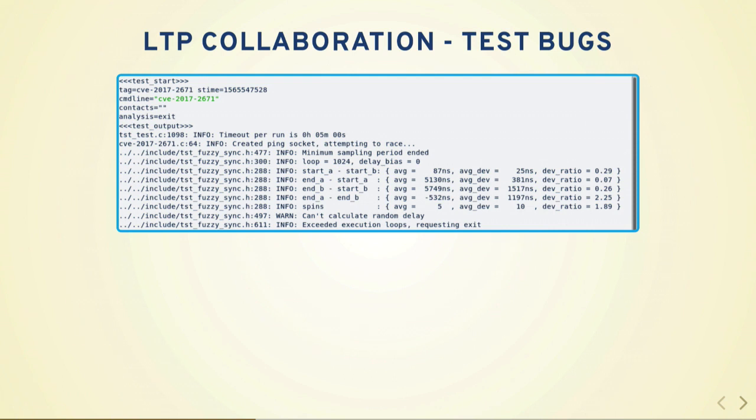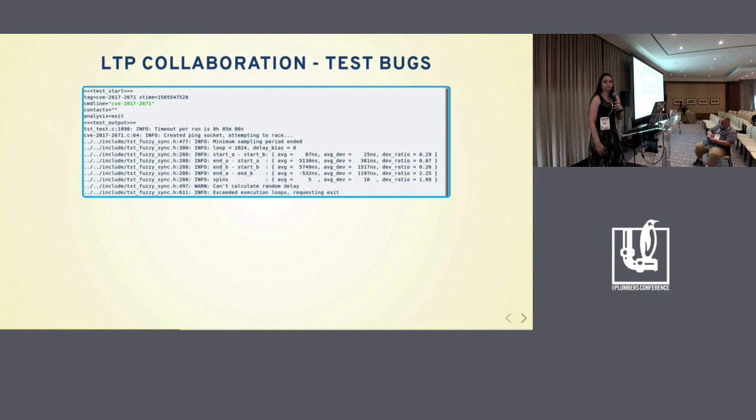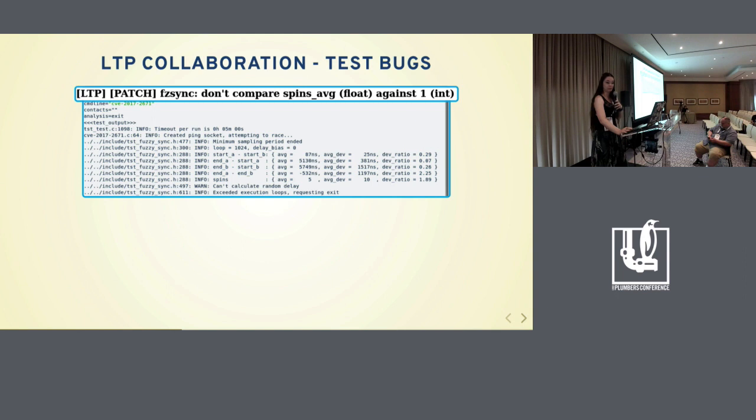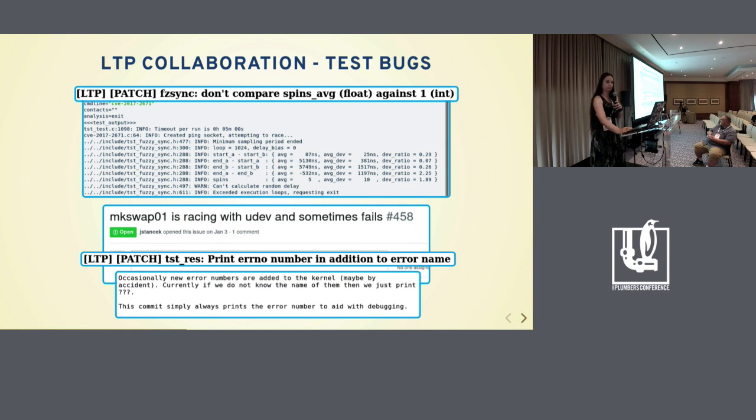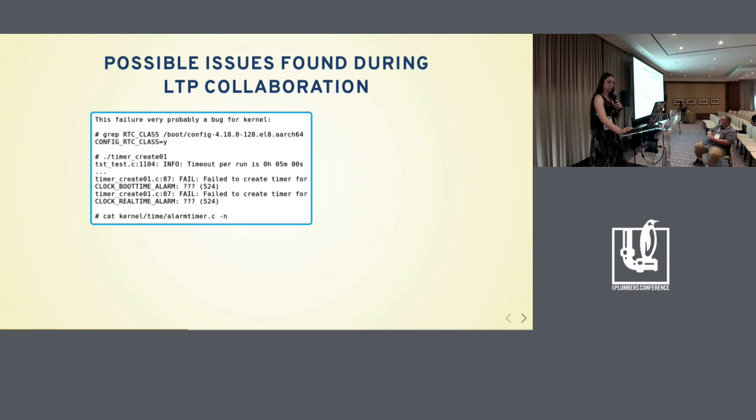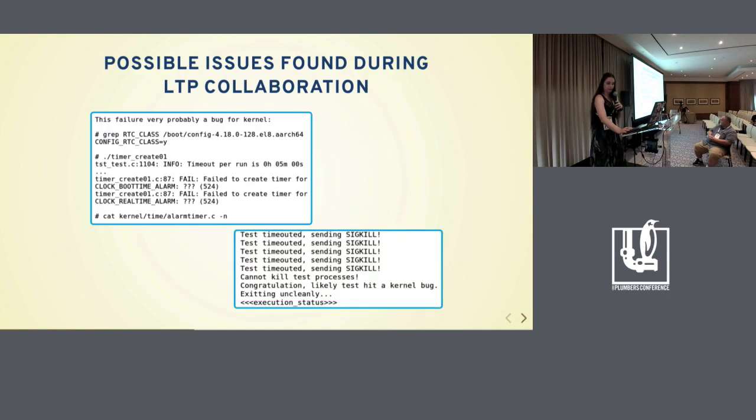But a few weeks ago, we started more closely collaborating with the LTP upstream maintainers. We started using newer commits from the master directly to not only find bugs in the kernel, but also in the LTP test suite as well, and to basically make the test suite more stable faster. These are just some examples of the bugs that we were able to find in the LTP test suite. And migrating to using newer commits helped us to find some other possible kernel issues. These are not yet debugged.